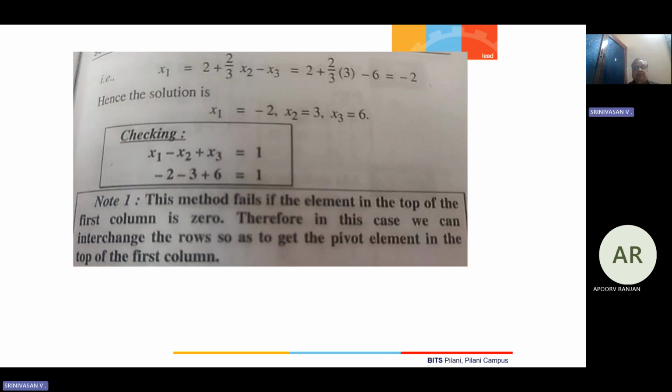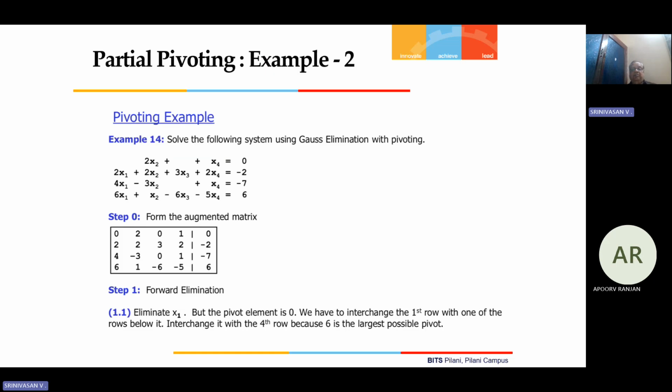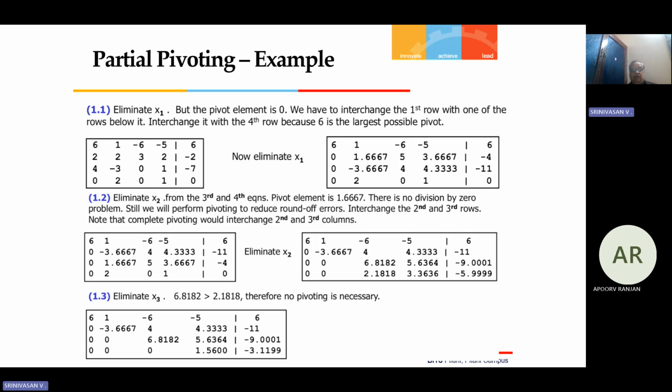Okay. So this method fails if the element at the top of the first column is 0. Therefore, in this case, we can interchange the rows so that the pivot element is brought to the top of the first column. So I think we have a similar problem. Partial pivoting, example 2, 4 equations in 4 unknowns. If you are asked to use partial pivoting, then definitely you have to go for this pivoting method. Otherwise, you can generally go for forward elimination and back substitution.